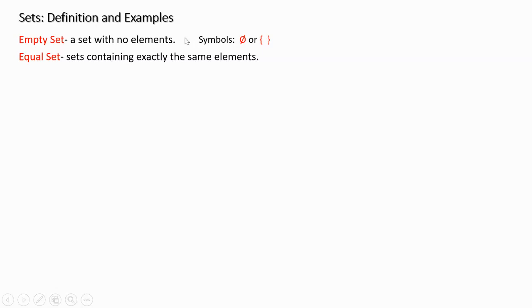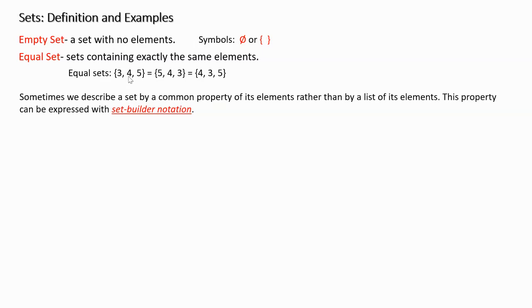Equal sets. Equal sets are sets containing exactly the same elements. Let me show you an example. Here's an example of equal sets. For example, the set 3, 4, 5 is equal to the set 5, 4, 3 is equal to the set 4, 3, 5. These are called equal sets. You see they contain the same elements.